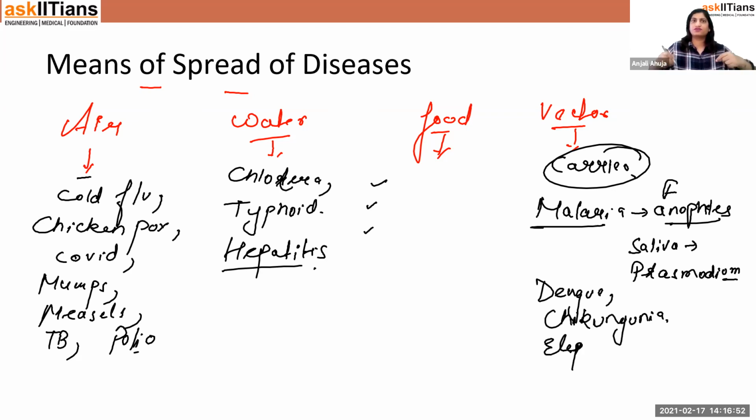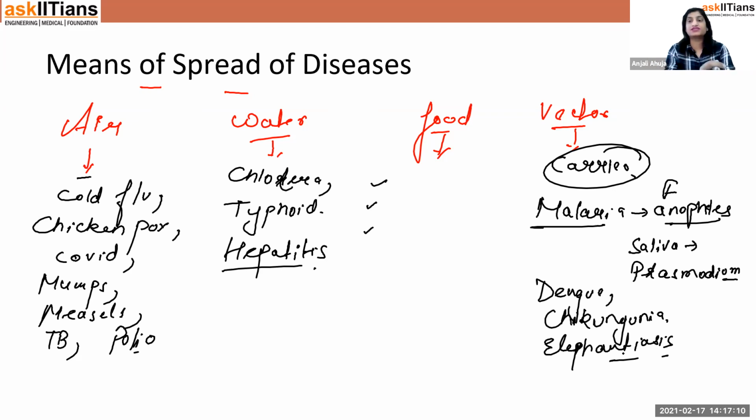Elephantiasis is when there is overgrowth, not in the arms, I mean the legs. So they just become overgrown. Elephantiasis. These are all vector-borne diseases, very harmful. So I was talking about malaria.